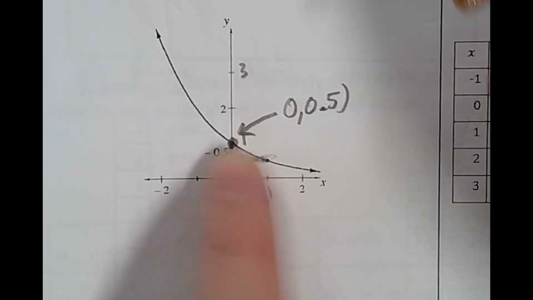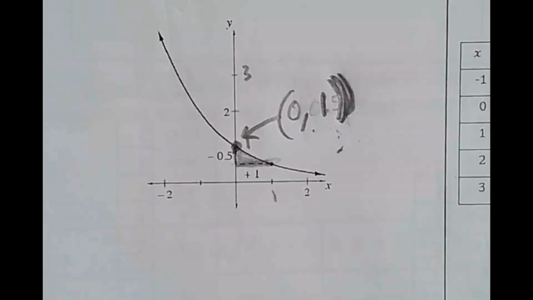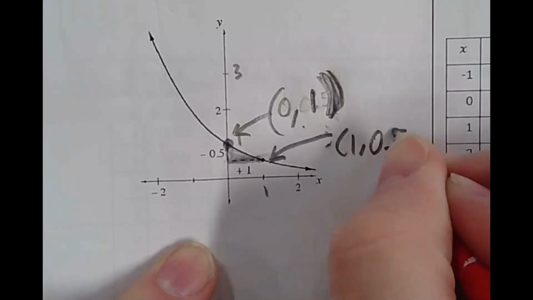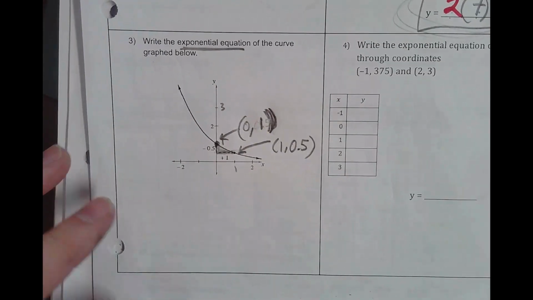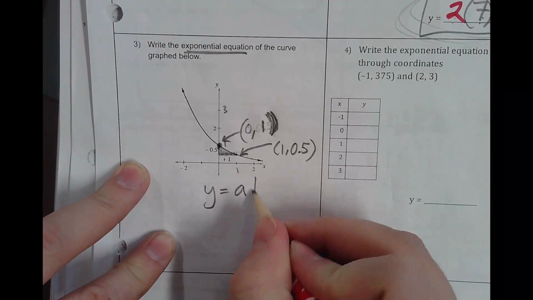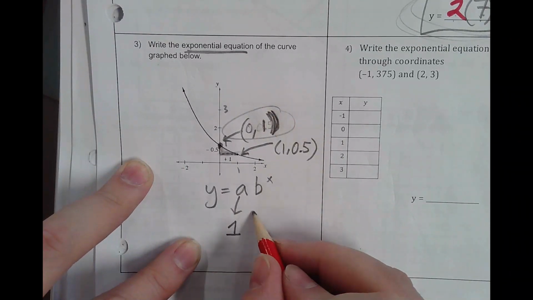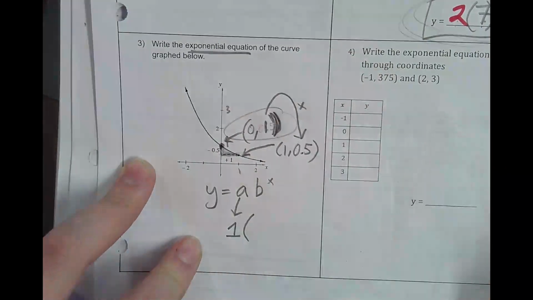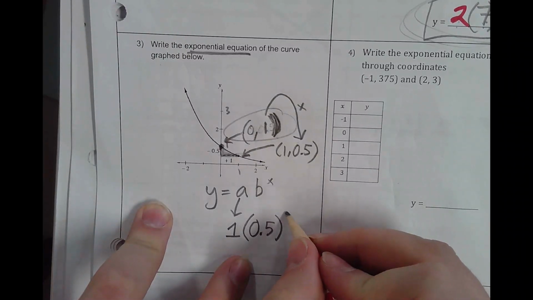What is that dot right there? Yeah, that dot is 0, 1. This dot right here is 1, 0.5. So what's our starting value? Our starting value is the y-intercept, so we have 0, 1. Our multiplier is, well, how do you go from 1 to 0.5? What do you have to multiply by? 1 times 0.5 is 0.5. So this is our equation.